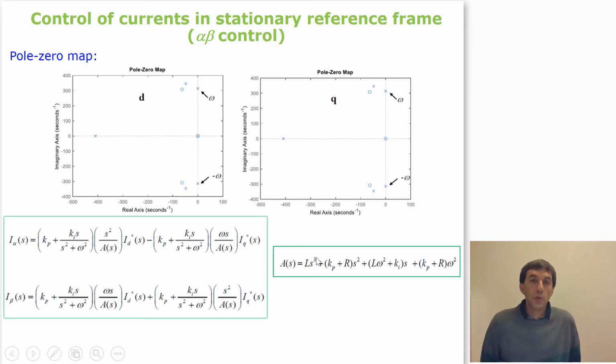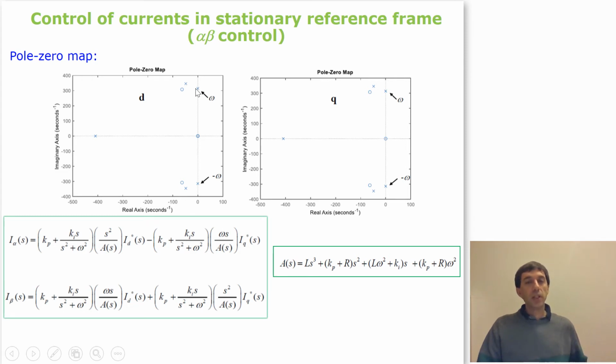Okay, if we continue with the analysis, we come back to the previous transfer function expressions in Laplace domain, which were these ones, and we now, by using again the MATLAB library, we can obtain the pole zero map of both transfer functions for alpha current and beta current. Please remember that these were the closed loop expressions.